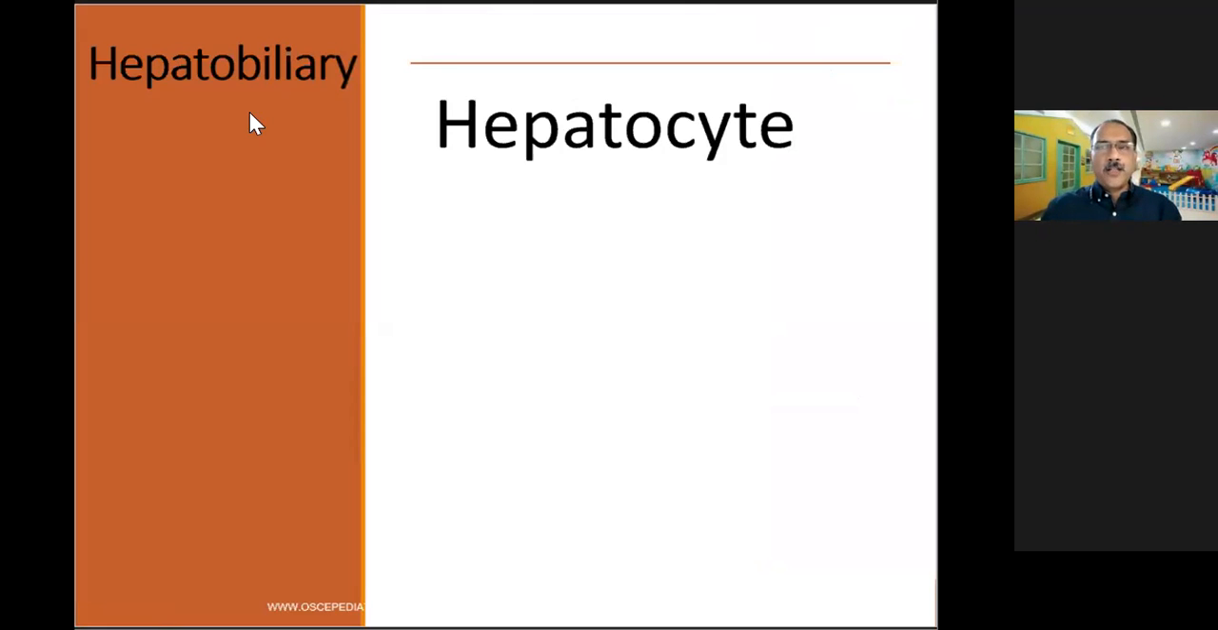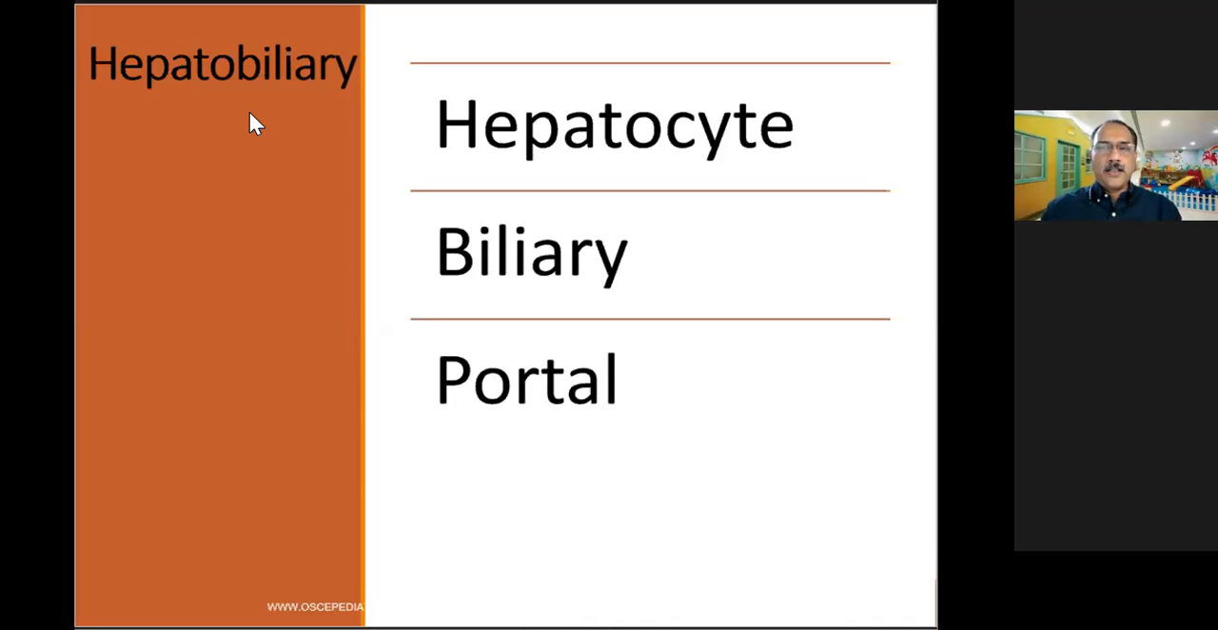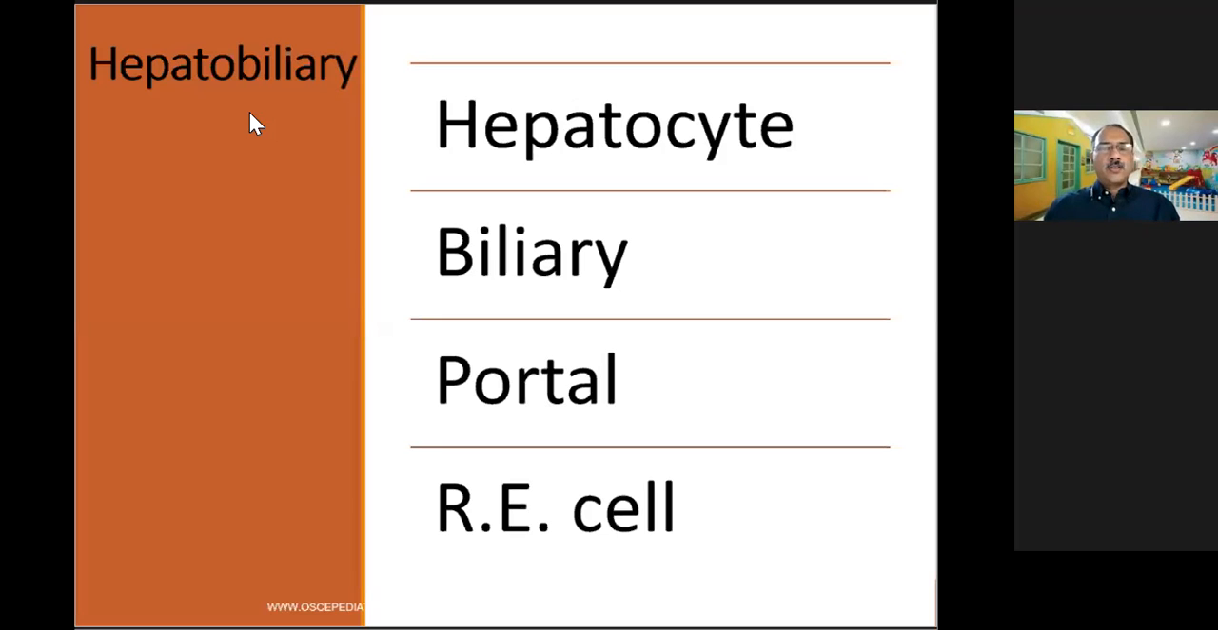Pre-sinusoidal, sinusoidal, post-sinusoidal. Lobule. That all comes under the portal system. Correct. Very good. Then there is the biliary area which we have discussed. And the 4th one is the reticuloendothelial system.